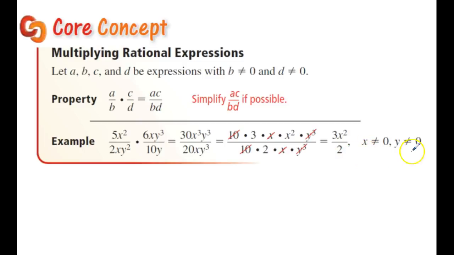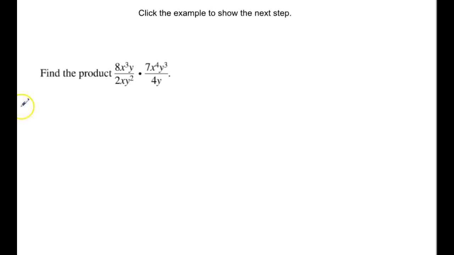But I also have to include that x cannot equal 0 and y cannot equal 0 because they are both in the denominator. And if they were 0, then the denominator would be 0, and we just can't have that. So we have to include this piece in order to be mathematically correct. So now let's look at an example, right? I'm supposed to find the product of these. So I want to go ahead and just multiply straight across.